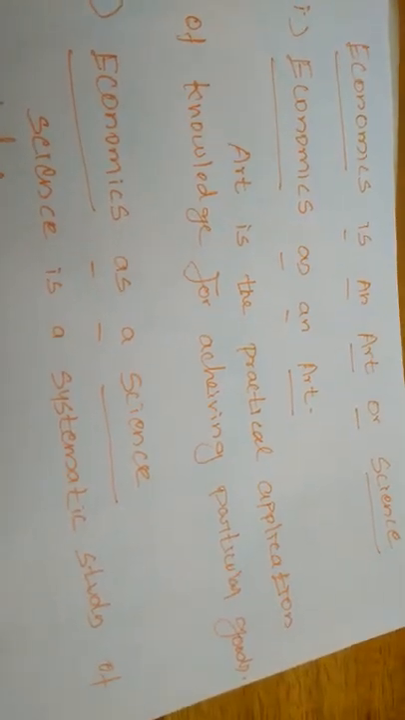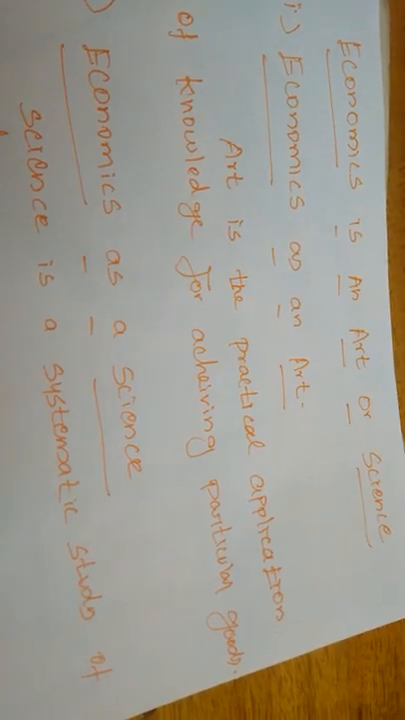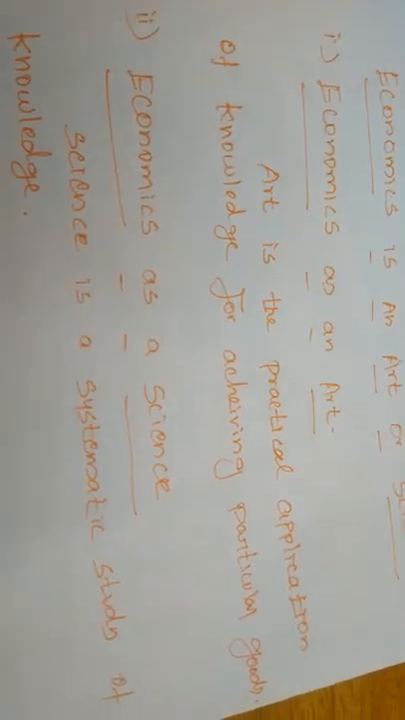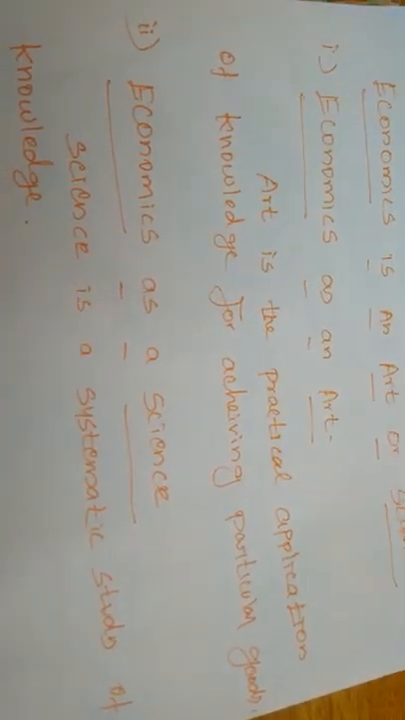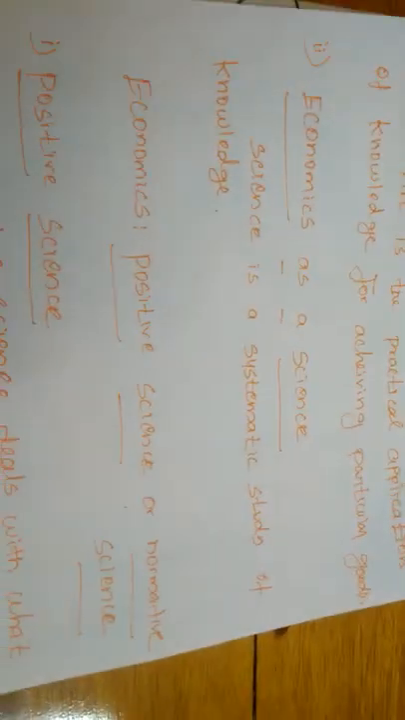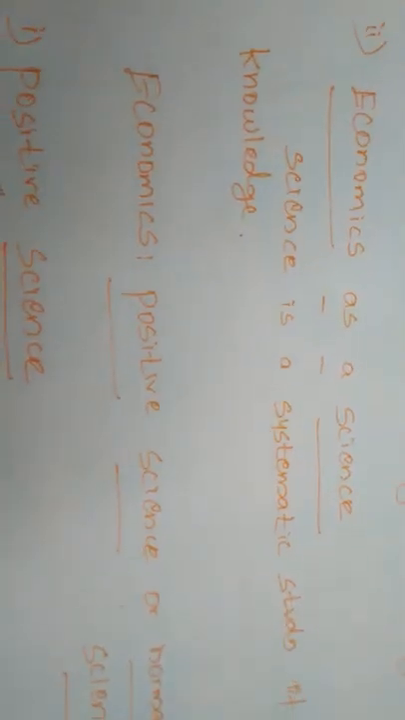And some of the economists, A.C. Pigou and Alfred Marshall and others, also regard economics as an art. Many people consider economics as an art. Next, economics as a science. Why do we have to consider economics as a science?